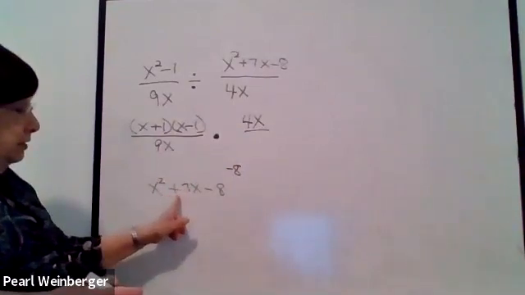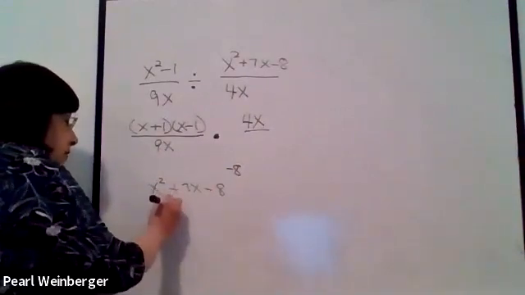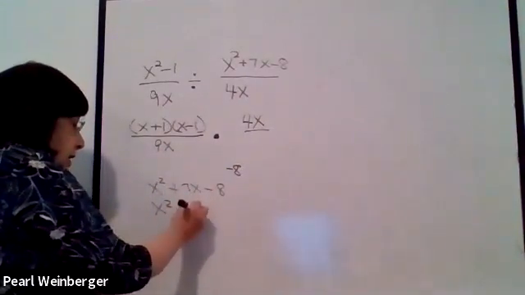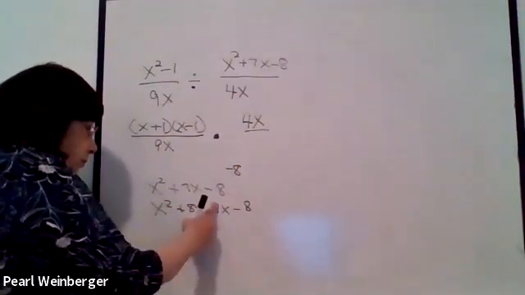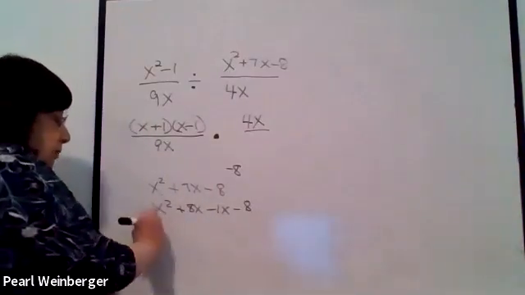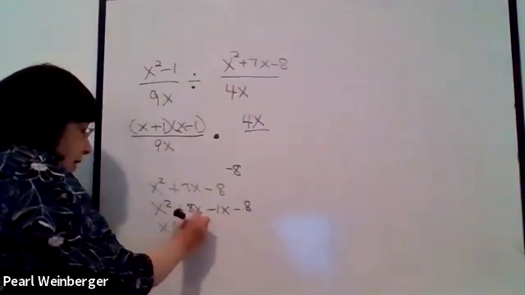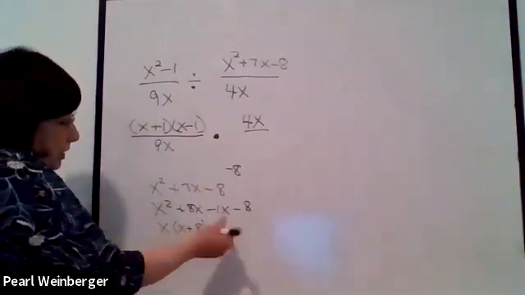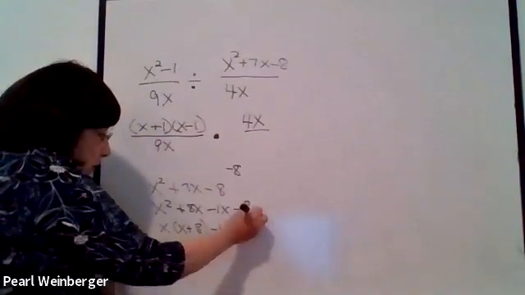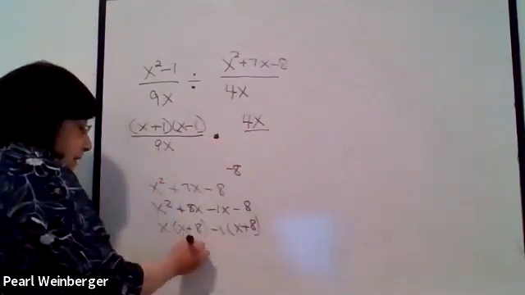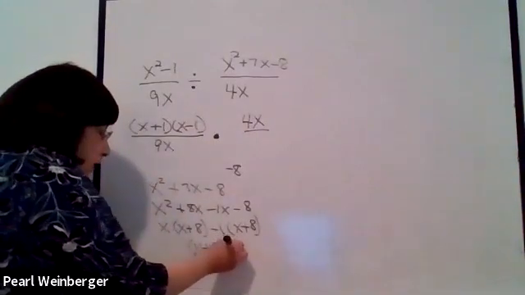And since this is a positive 7x, I'm going to write this as positive 8x and minus 1x minus 8. And here my common factor is x times x plus 8. And here my common factor is just -1. And that also gives me x plus 8. So that this gives me x plus 8 and x minus 1.